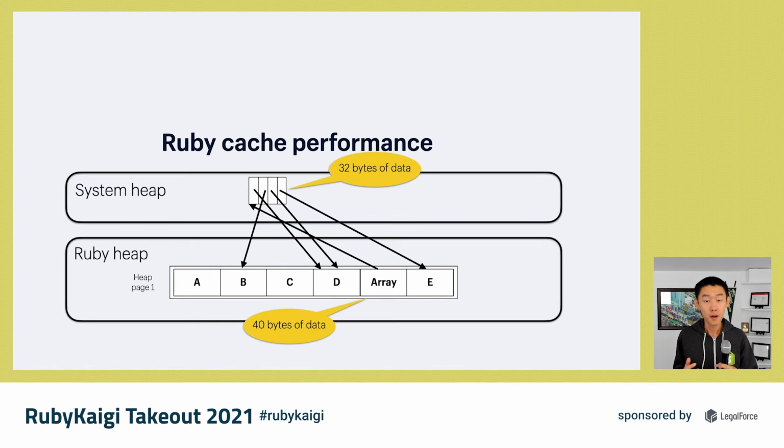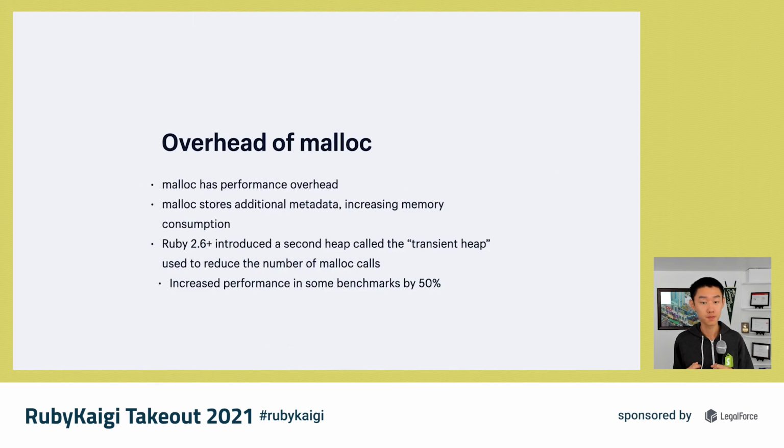The object occupies one RVALUE, which is 40 bytes, and the content occupies 32 bytes. In order to read the elements of this array, we must do 2 memory fetches to fetch 2 cache lines.